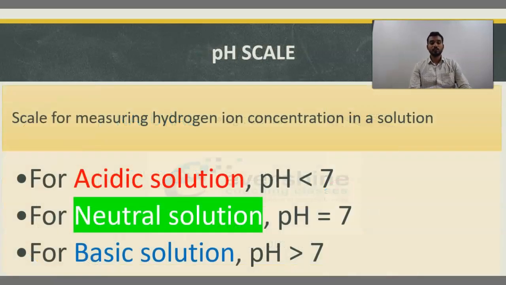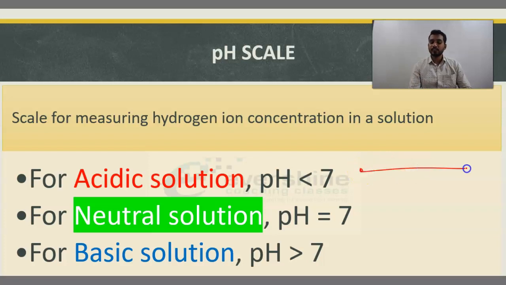Now pH scale. Okay. So what do you mean by pH scale? This is a scale which we are going to use to measure the amount of hydrogen ion concentration in a solution. How much H plus ion concentration is present? To detect that, we are using a scale that is called pH scale. It is an instrument, a device which is used to measure the amount of hydrogen ion concentration. How much hydrogen ion concentration is present in a solution? To detect that, we are using pH scale.